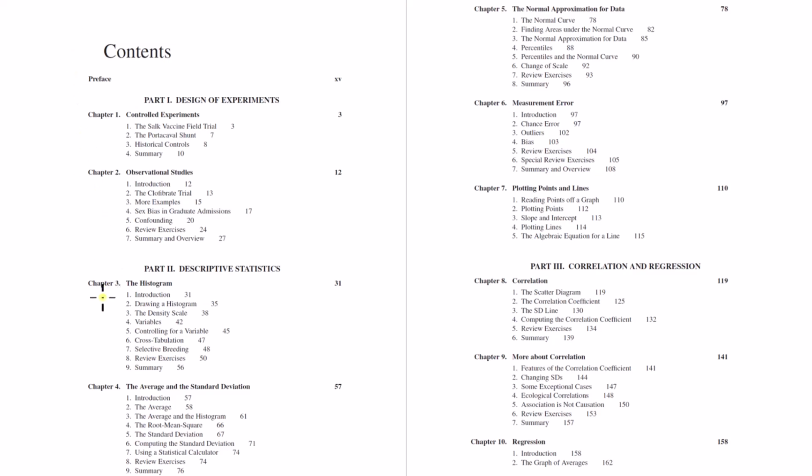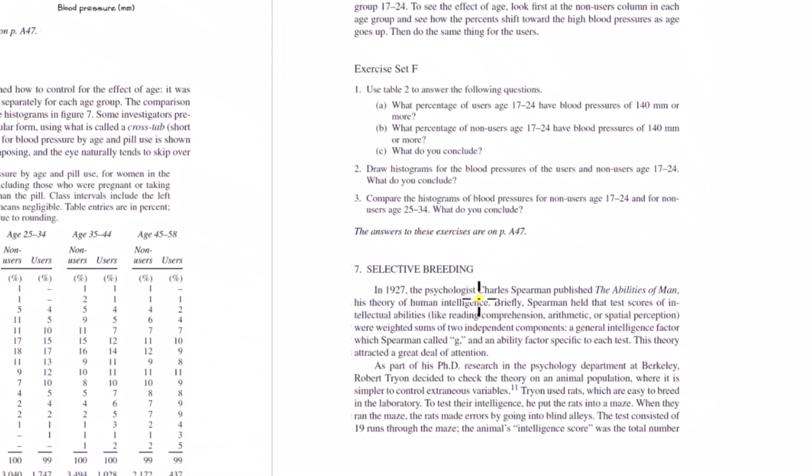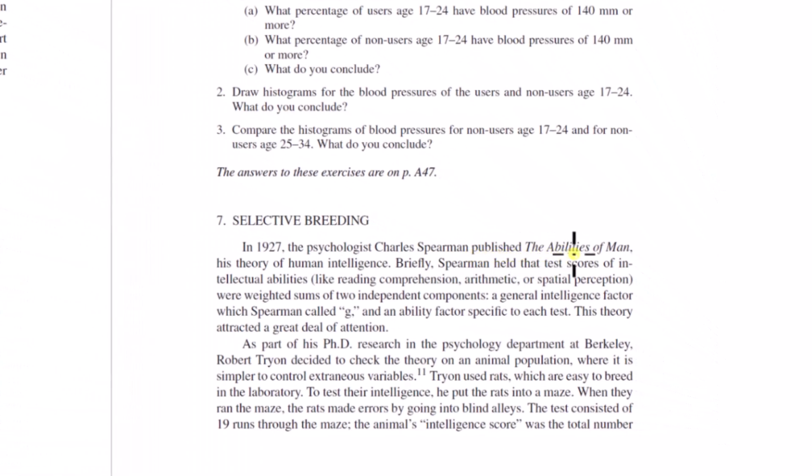We're continuing with Chapter 3 in the statistics textbook, the histogram. In this video, we're going to go through the final section, which is a case study on selective breeding. In 1927, the psychologist Charles Spearman published The Abilities of Man, his theory of human intelligence.